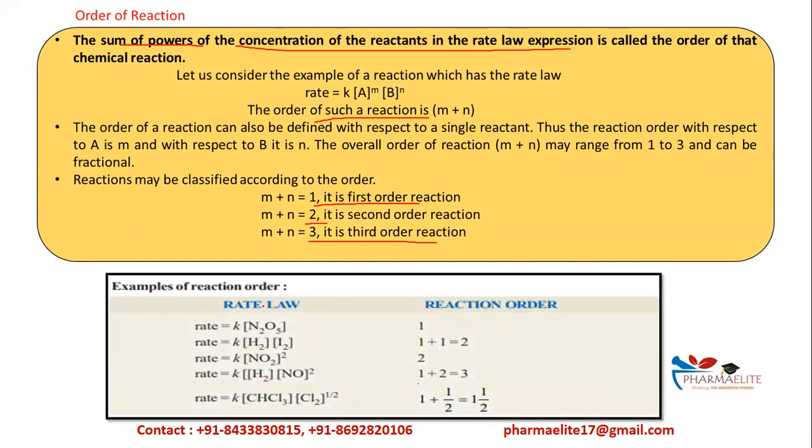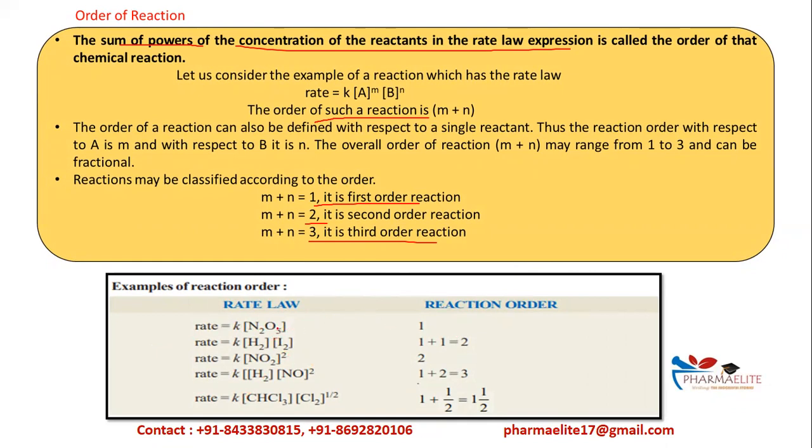Again, you can see here that from the rate law expression, you can find the order. You just cannot look at the reaction. First, from the reaction, you cannot predict the rate law. It has to be found out experimentally. Similarly, you cannot find the order based on the reaction. You need the rate law expression to get the order.